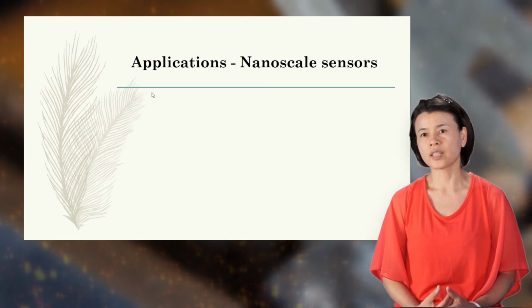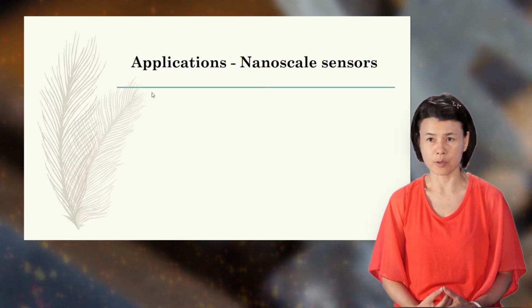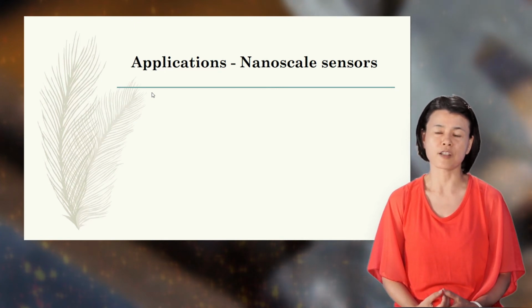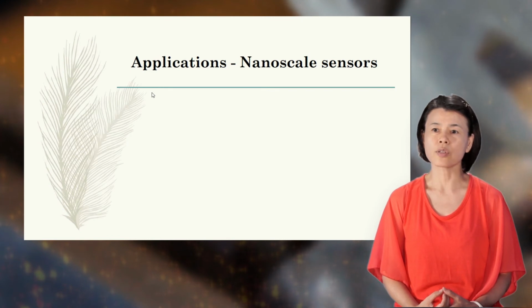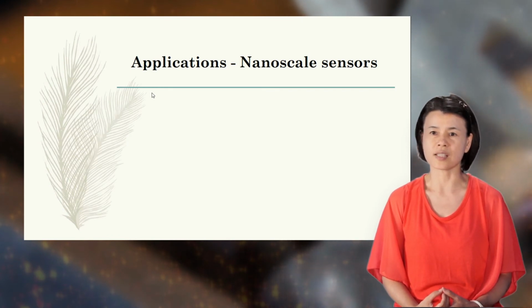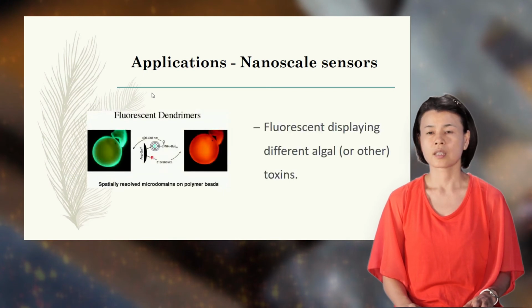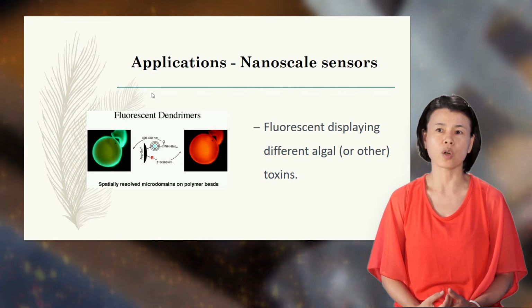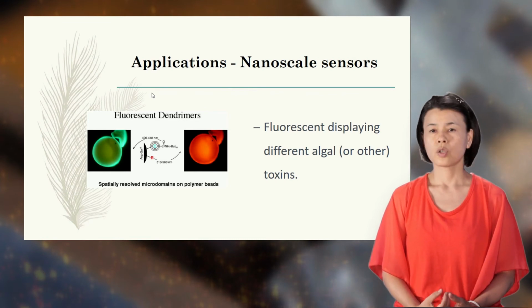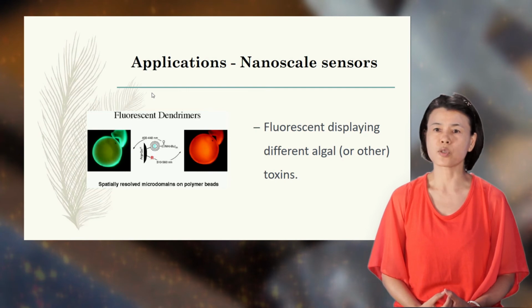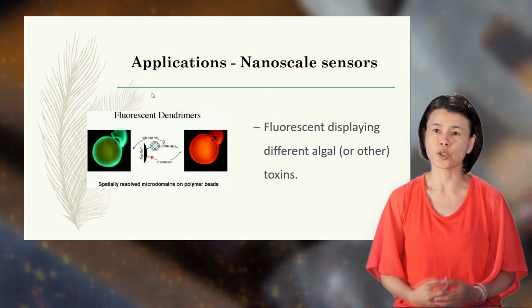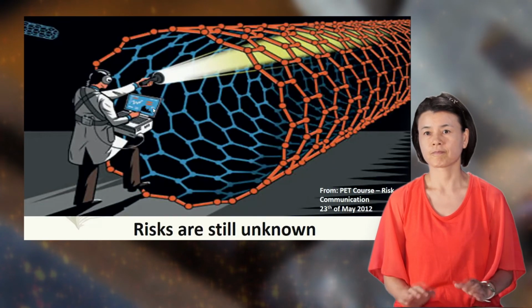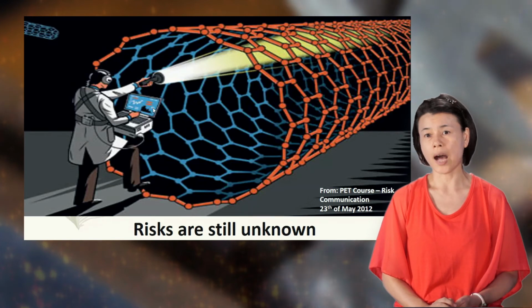One of the most important applications is nanoscale sensors. When things are getting smaller, they create greater surface area. They can also increase the sensitivity of a sensor device. This is a device using fluorescence to display different algae or other toxins. So, nanomaterials do demonstrate a powerful application for the human future. However, lots of risks are still unknown.